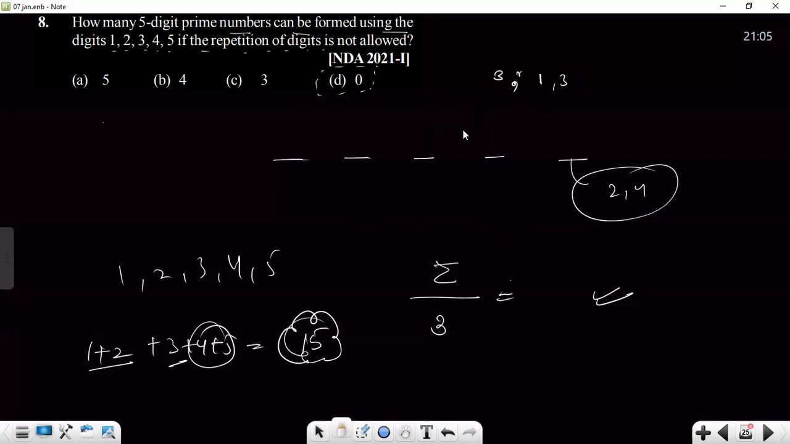This is a 5-digit number and this is also divisible by, let's say the 5-digit number is this. This is divisible by 1, 3 and the number itself. So there are more than 2 factors here. So hence we will not be able to make any prime number. So there are 0 prime numbers that we can make.